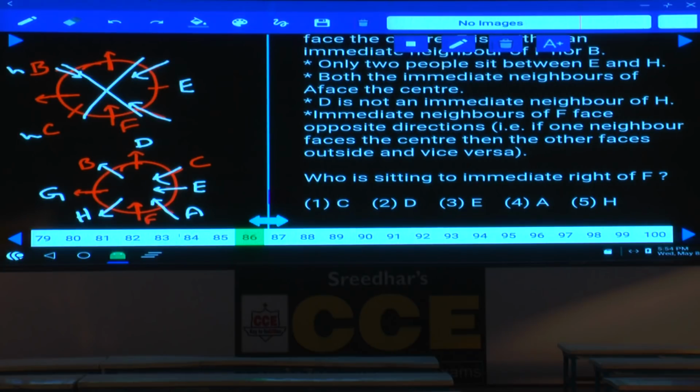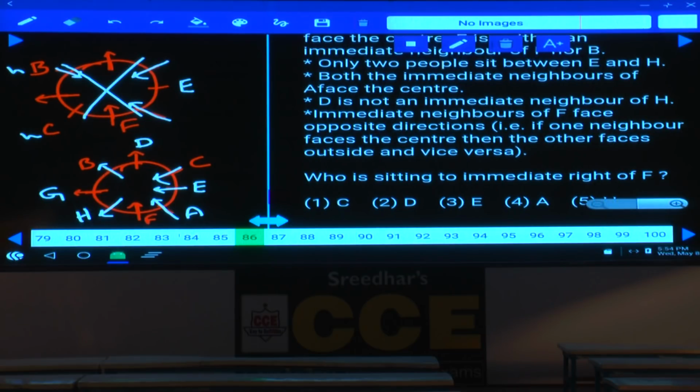And who is sitting to the immediate right of F? Immediate right of F is A.